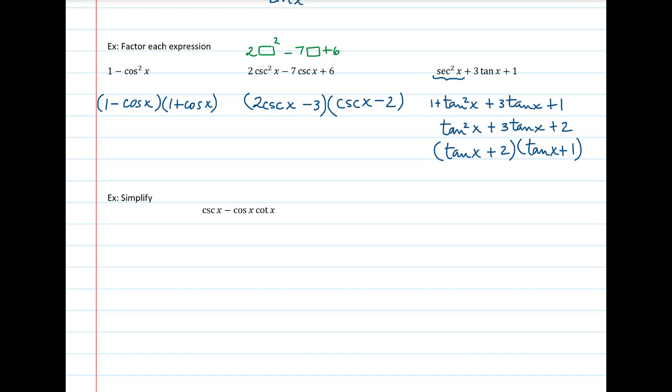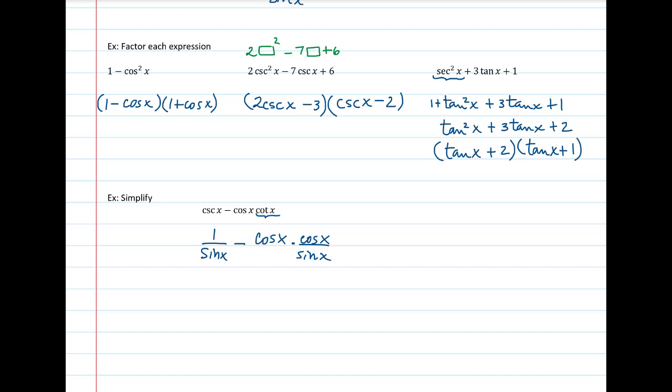Here's another example where we're asked to simplify, and looking at our fundamental identities, we go ahead and change cosecant of x into 1 over sine of x using our reciprocal identity, minus cosine of x times cotangent of x, which we change into cosine of x over sine of x using our quotient identity. From there we combine the cosines of x. Cosine of x times cosine of x is cosine squared.